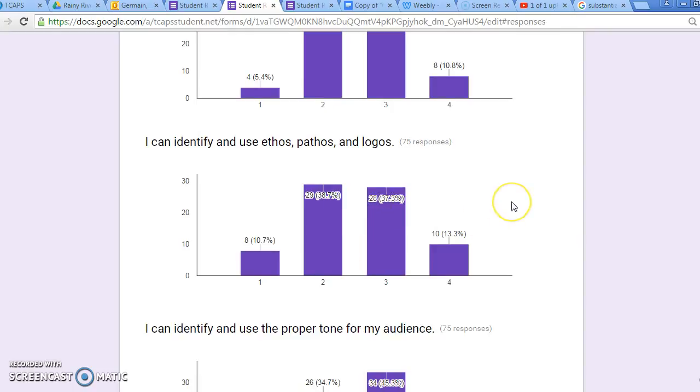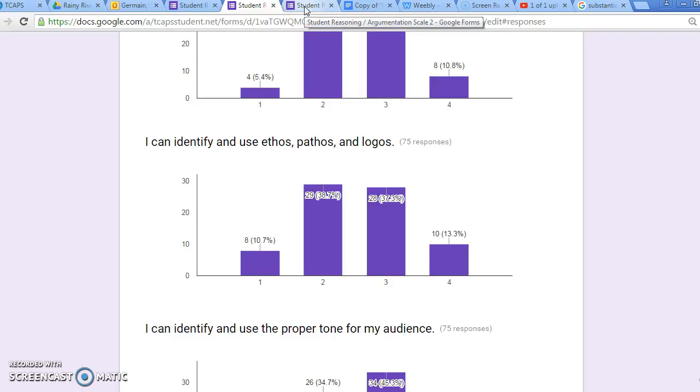Right here. So I had a pretty good split here, a lot of 2s and 3s, and this was the initial scale given to them before we started the unit. So they had some familiarity with it. It looks like 37% were at a 3, 38 were at a 2. We had some with 1 and some at 4.